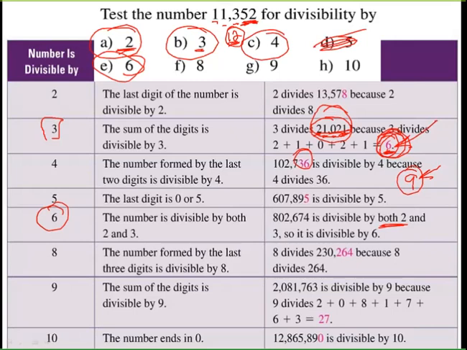8 says the number formed by the last 3 digits is divisible by 8. So we've got to take 552 divided by 8, which gives you 69, so 8 goes in. And then 9 says the sum of the digits is divisible by 9. And of course 12 is what the sum of the digits was, so 9 is not going to work. And then 10 also will not work because it is not ending in a 0.